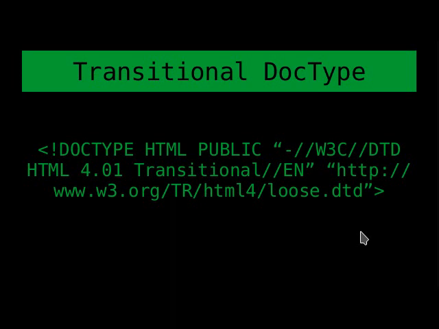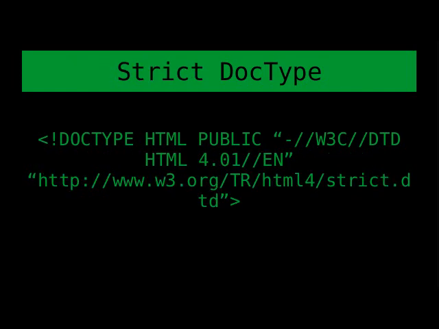So transitional doc type, this is what we discussed before. Supports everything except for frames, the ultimate for creating a page. This is what it would look like. This would be your first line of text up on your page if you're using transitional doc type. If you're using Quirks mode, you won't have anything up there.